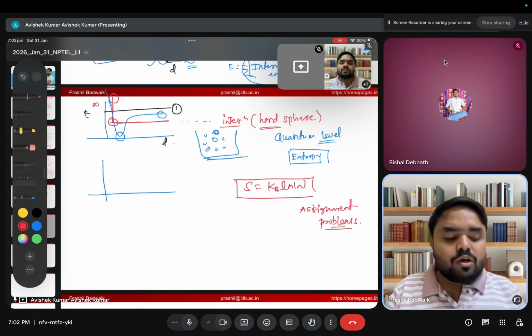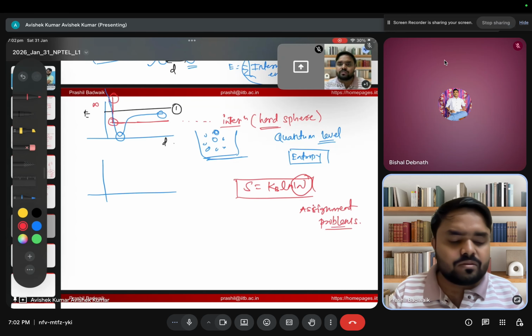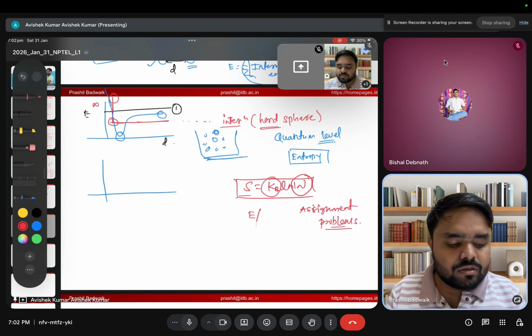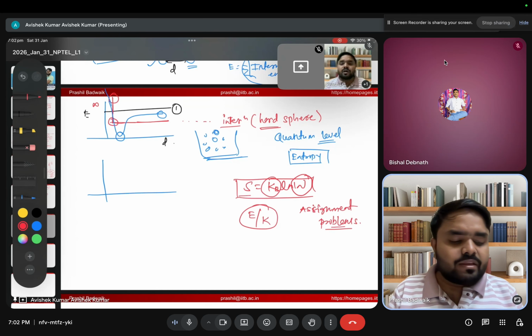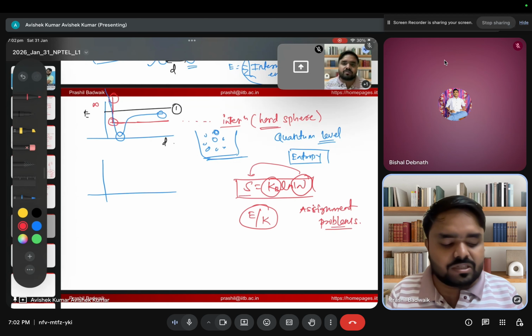Correct? So this W appears over here, which has no unit. If you multiply by Kb, it will have the unit energy per Kelvin, and this W is again related to S, that is our entropy, which is an additive property.